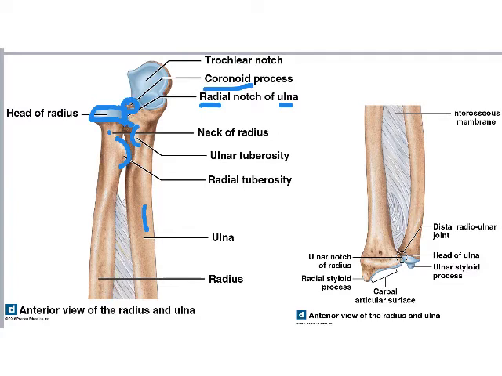Okay, if we go distally and we look over here at this picture, so we're still looking anteriorly now. You can now see the styloid processes a little bit easier. There's the radial, there's the ulnar styloid process, and there's that distal radial ulnar joint that I mentioned before.